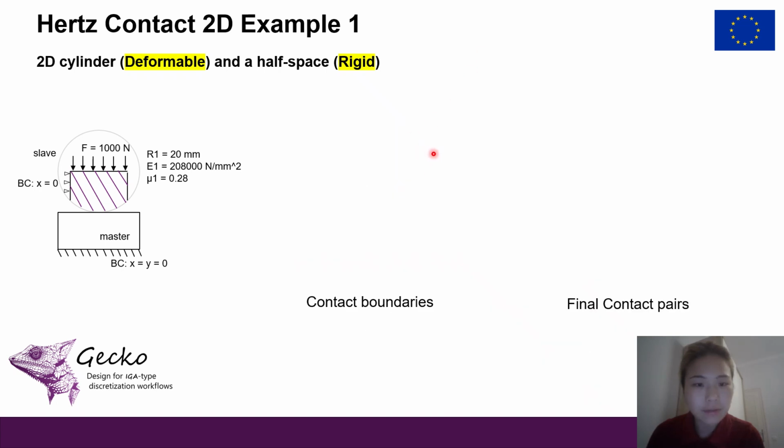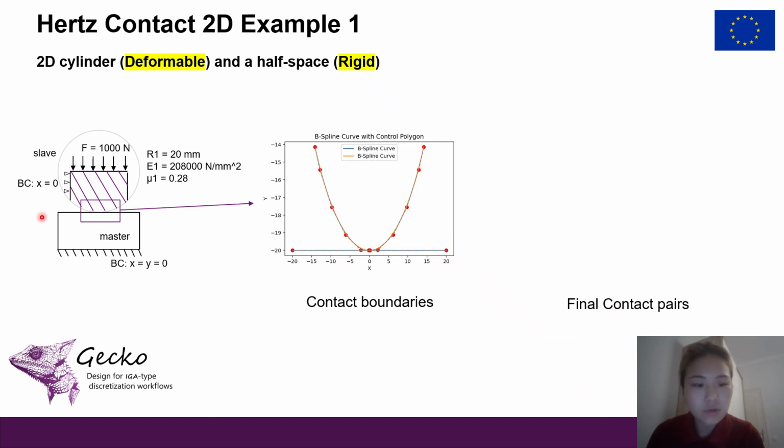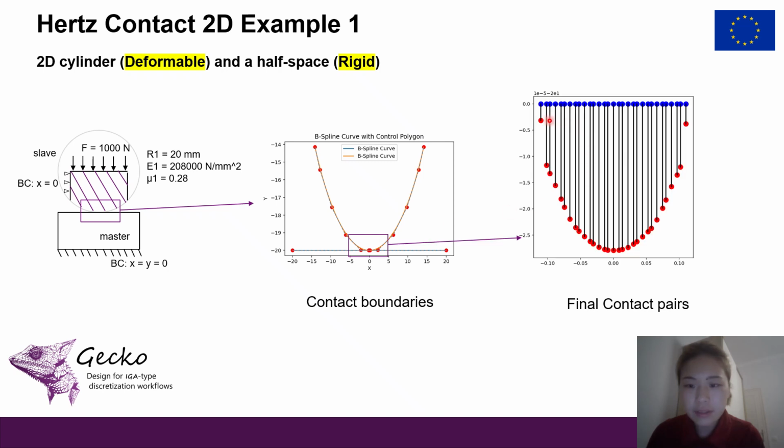In this one, we extract the contact boundary to identify the contact pairs. Each contact pair represents a potential interaction point between the two boundaries. Based on the penalty method, a contact force is introduced for each pair, which is proportional to the gap.